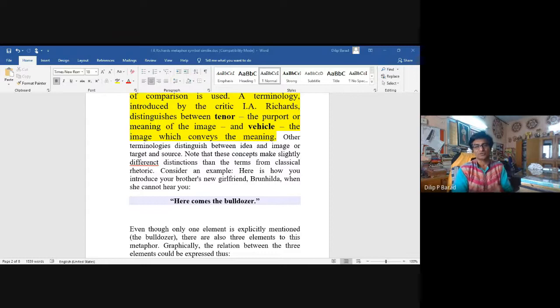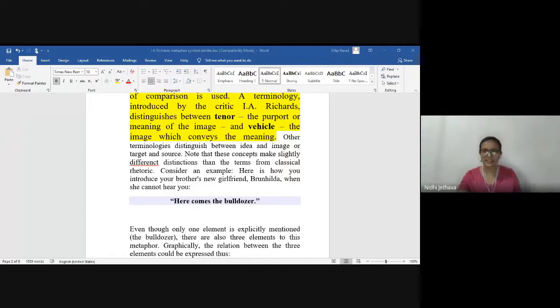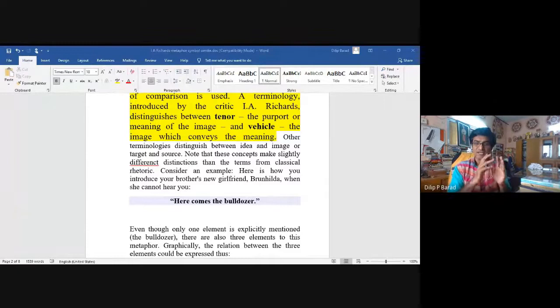So what do we understand? We don't know who is coming. But do we get any sense of what kind of person that might be who is coming? Here comes the bulldozer, but the bulldozer is not coming; actually a human being is coming. So what do we see in that human being? He is a mighty or very strong person. So we say, here comes a bulldozer.